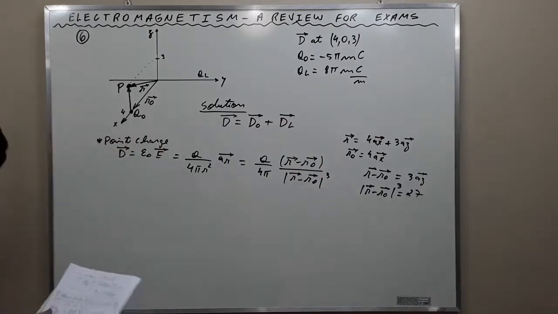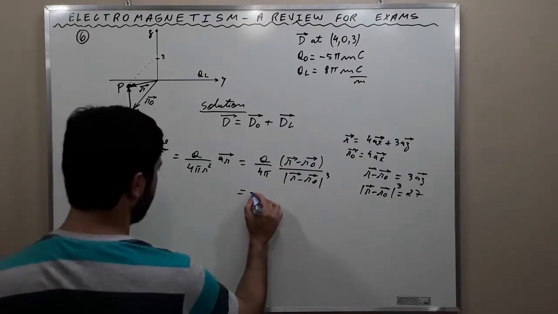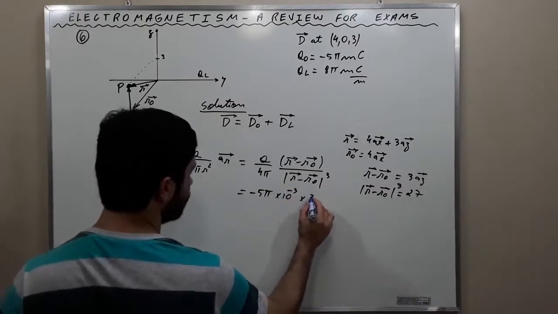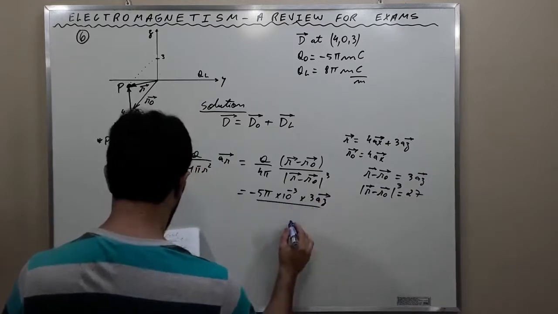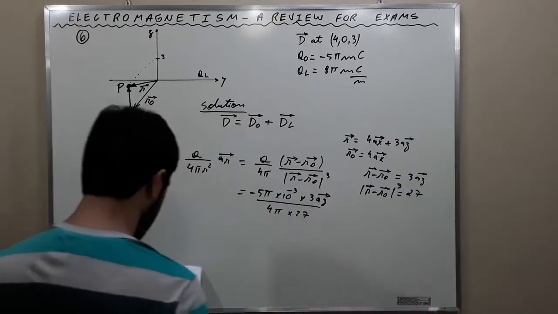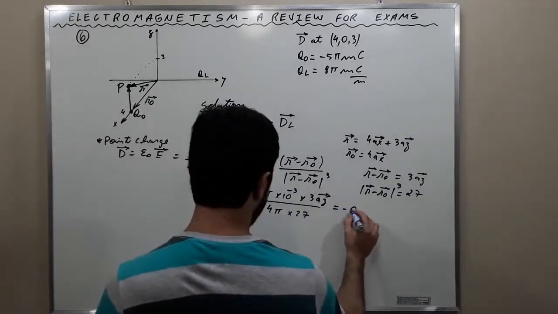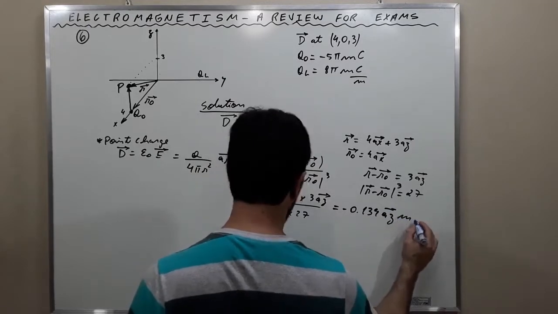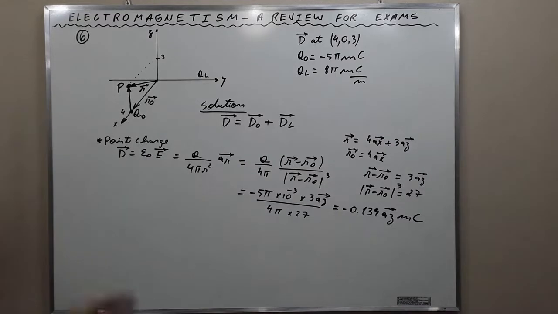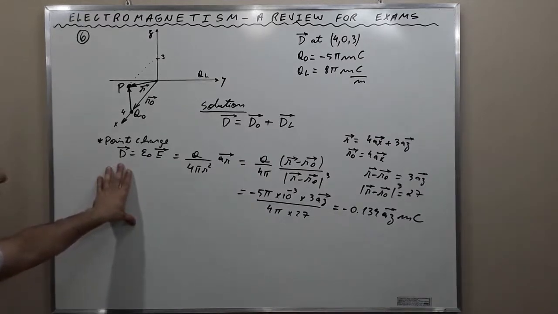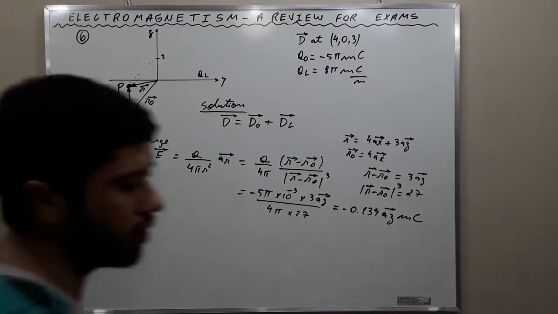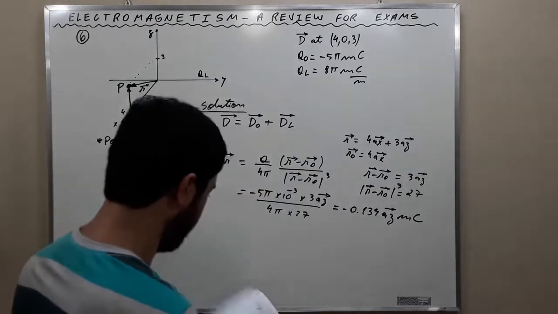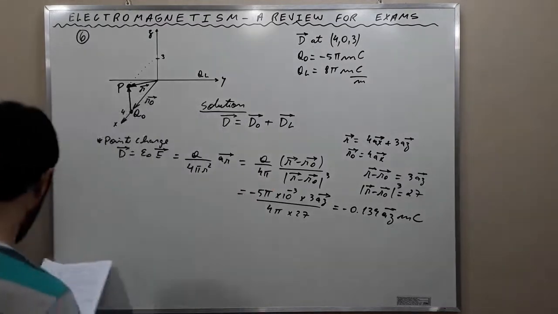Okay, using the expression, we can simply substitute the values here: minus 5 pi times 10 to the negative 3 times 3az divided by 4 pi times 27 is equal to minus 0.139 az in the az direction, microcoulombs. So this is the flux density due to the point charge. Now let's do the same for the line charge. Okay? And after we calculate this, we are going to sum the values.